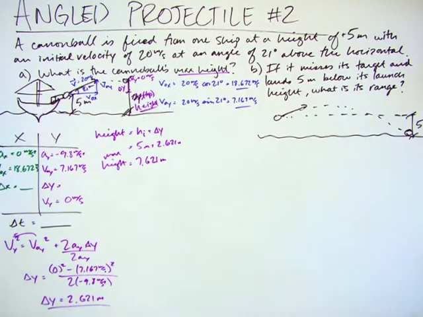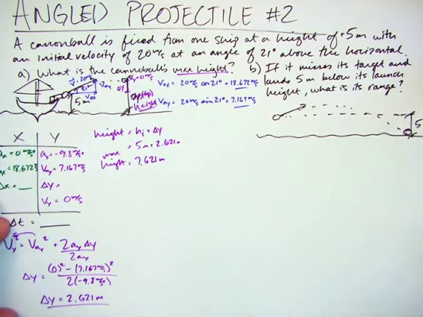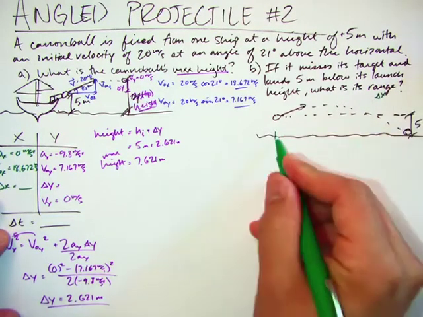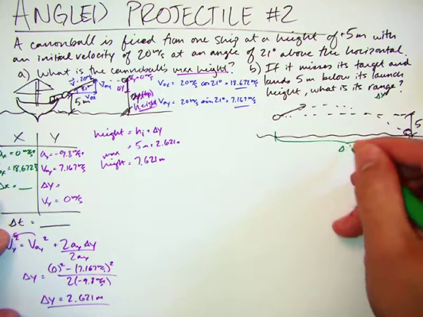Okay, so that one's not too bad. Second one gets a little more challenging. So let's say I miss the target and land 5 meters below. So my delta y is going to be 5 meters. What would my range be? And remember, range is asking for delta x. What's this distance?